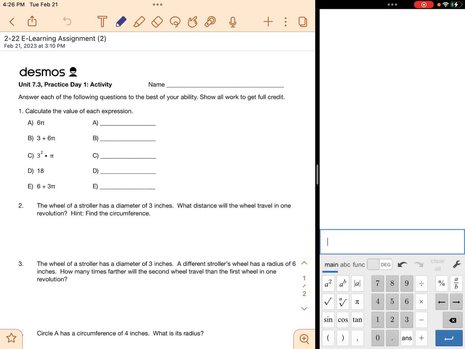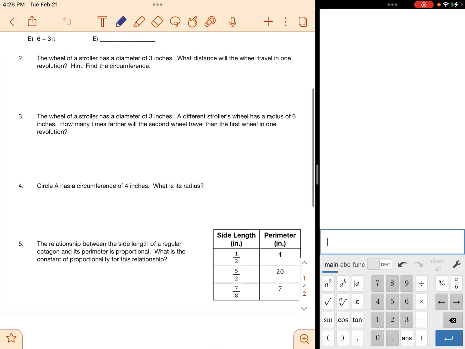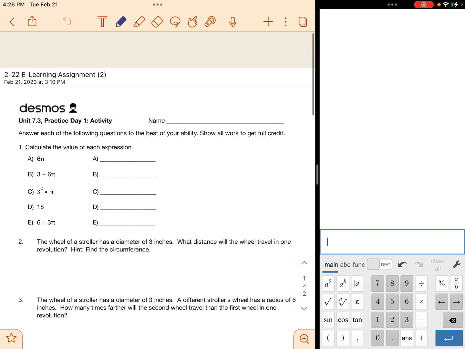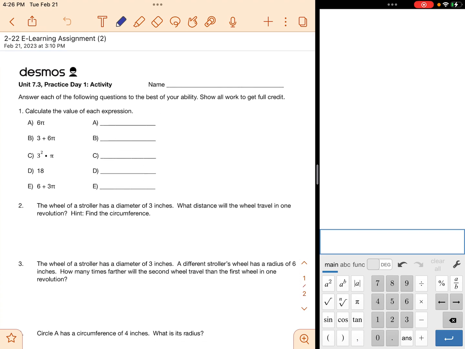Well, this is your first part of the review activity that you're going to be working on. So again, you're doing the first 5 questions, and then tomorrow you're going to work on the last 5 questions, and then you should be ready for your quiz when we get back. Alright, so let's get started.